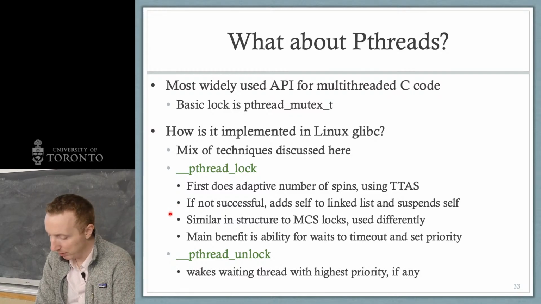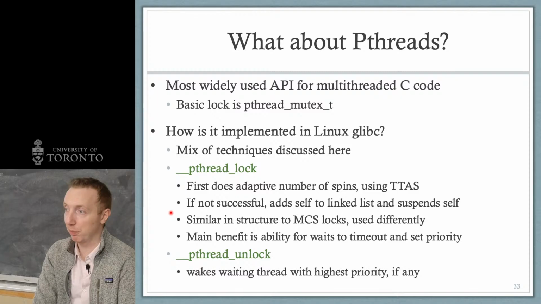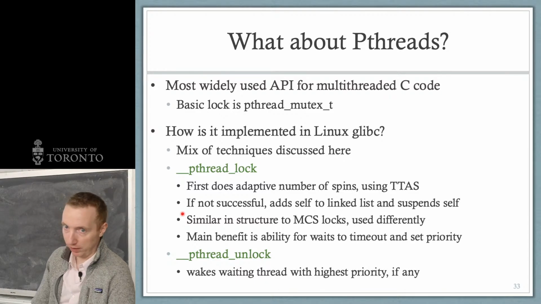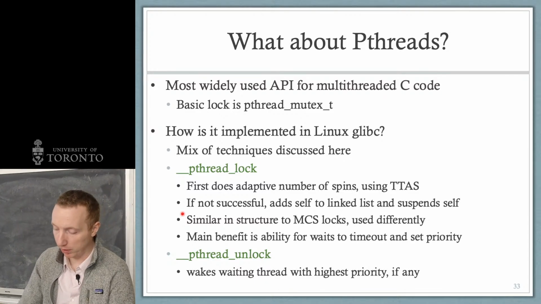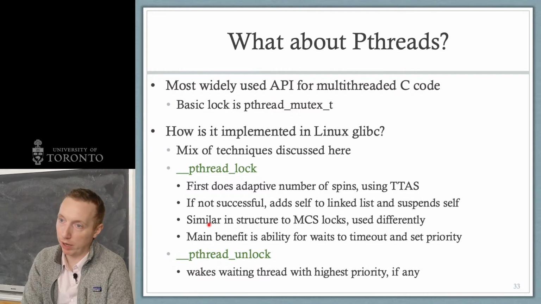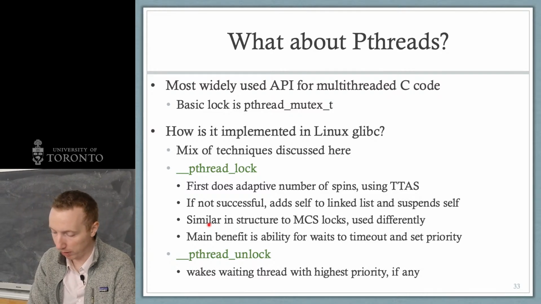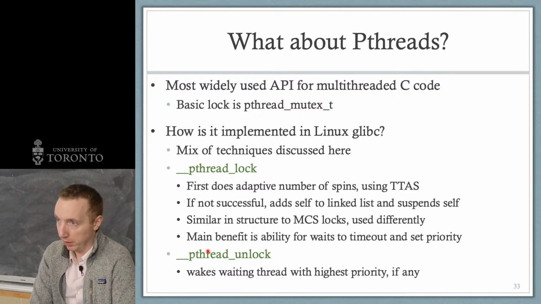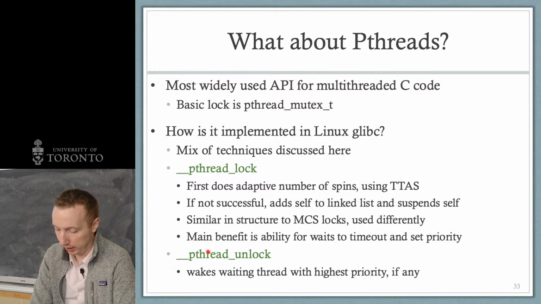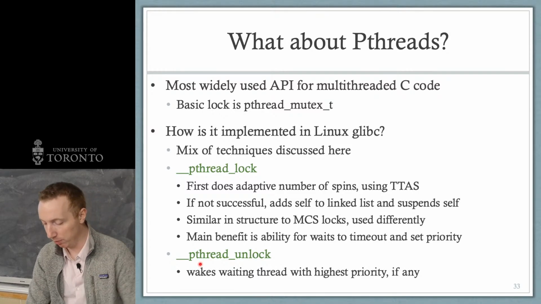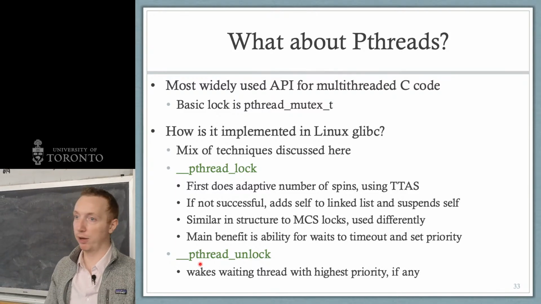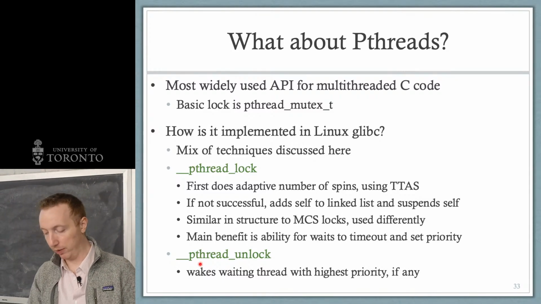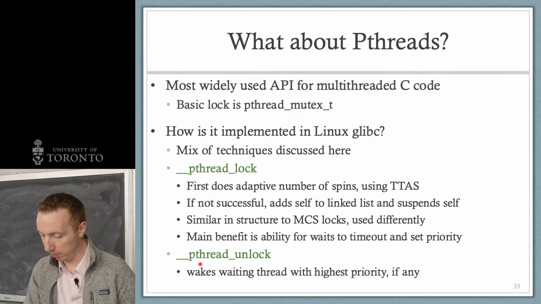It's a bit similar in structure to MCS locks, but a bit more complicated because it also adds other things, like waits. You can set a timeout on it if you want it to stop trying to acquire that lock, and you can set priorities if you want some threads to acquire the mutex before other threads. And unlock will ensure that priority is actually obeyed, so it would wake up the waiting thread with the highest priority if there is one. That has to work in tandem with the operating system because we need thread sleeps and wake-ups and all that stuff.